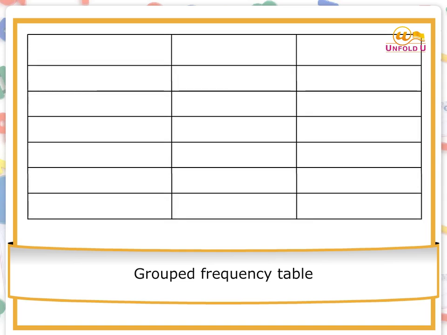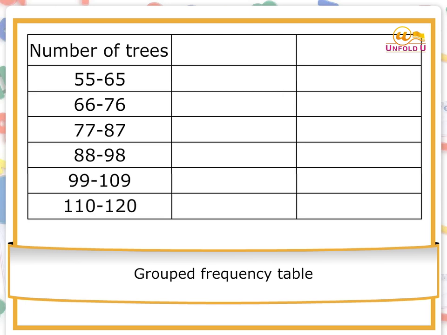To construct the grouped frequency table, make a table of 3 columns and 7 rows. In the first column of the first row, write number of trees. Now write class interval 55 to 65 in the first column of the second row, 66 to 76 in the first column of the third row and so on.